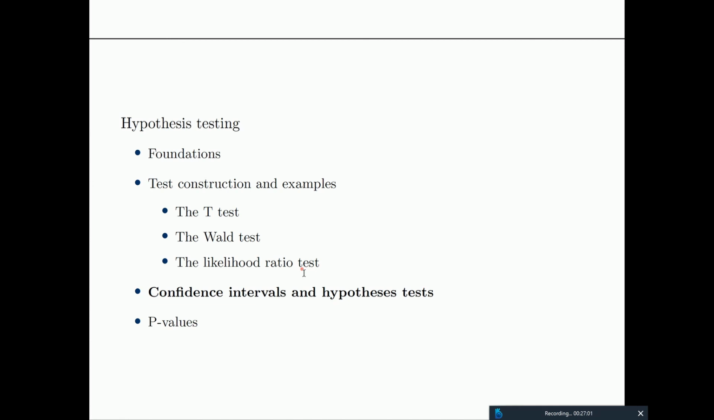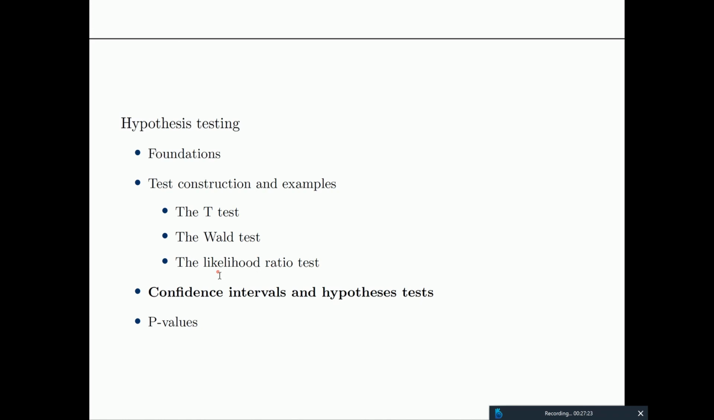For the remainder of this lecture and what we do this year, I want to first discuss the duality of confidence intervals and hypothesis tests, because this ties what we did today nicely together with what we did last week. And then finally, we talk about p-values.